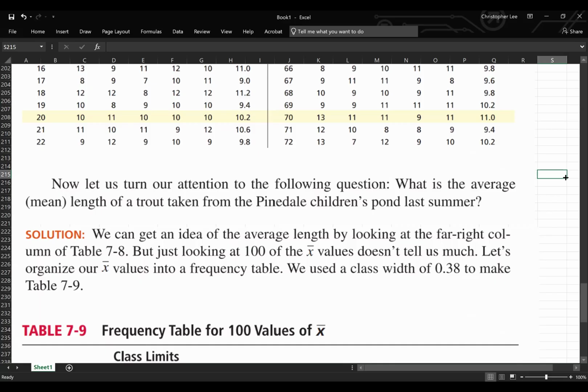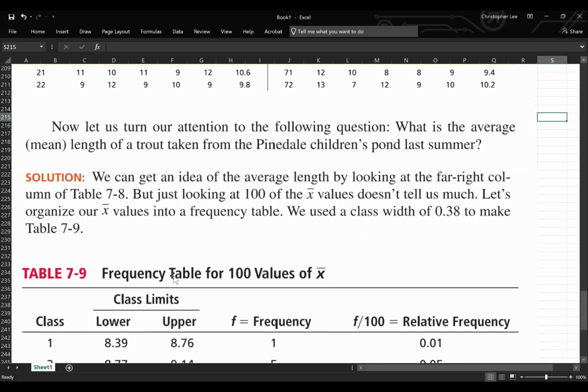Yeah. But all right, let's look into this. So solution: we can get an idea of the average length by looking at the far right column of the table. But just looking at 100 of the X bar values doesn't tell us much. Let's organize our X bar values into a frequency table. Remember we did that before? So we use a class width of 0.38 to make the table.